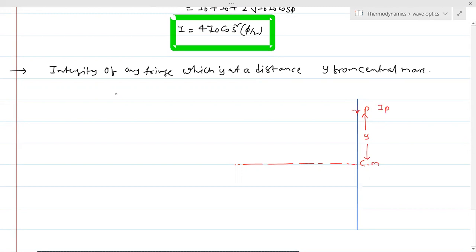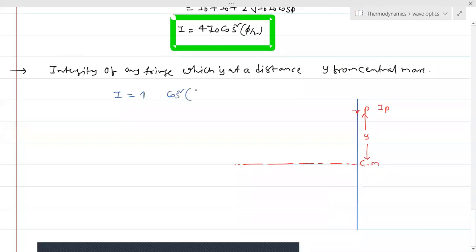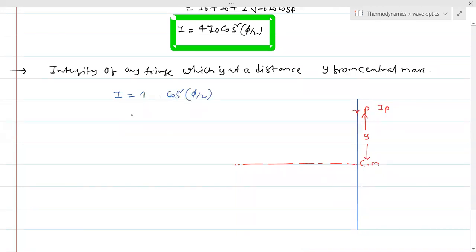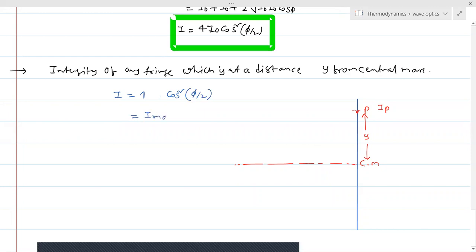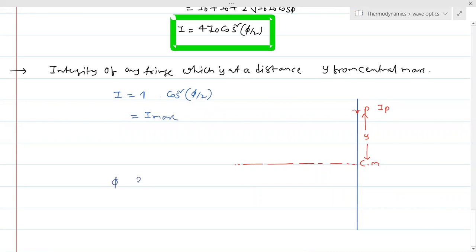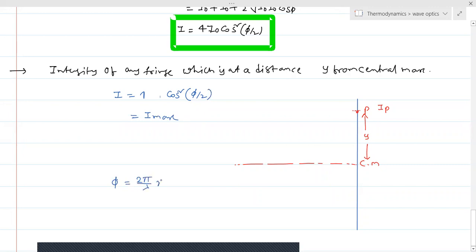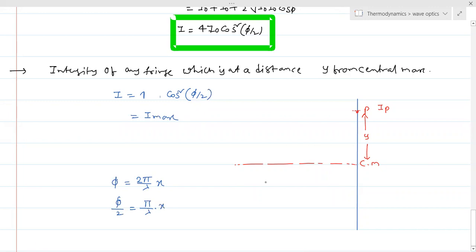So generally, I'm taking the general expression for the coherent waves, I equivalent to 4 I naught into cos square of phi by 2. This is known to us. And instead of 4 I naught, we are taking I maximum, and instead of phi by 2, first we will understand the relation phi is equivalent to 2 pi by lambda into x. Phase difference is equal to 2 pi by lambda into path difference. So therefore phi by 2 is equivalent to pi by lambda into x.